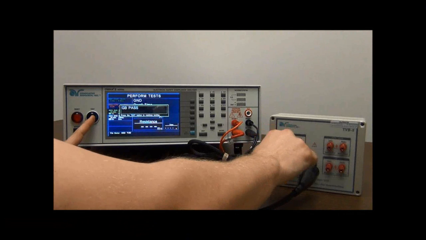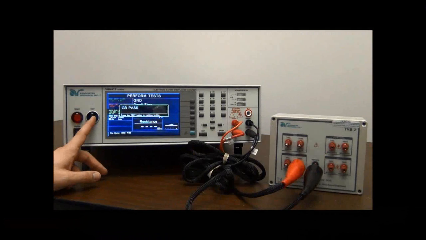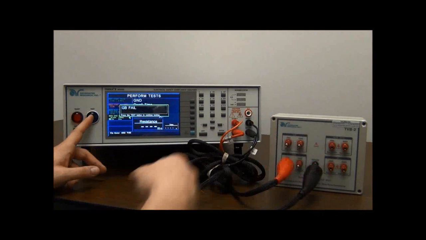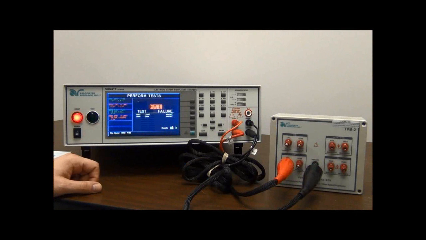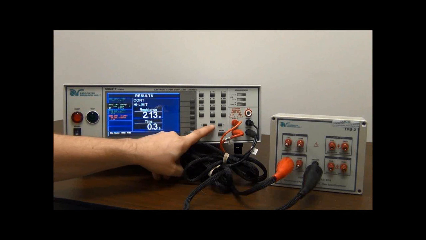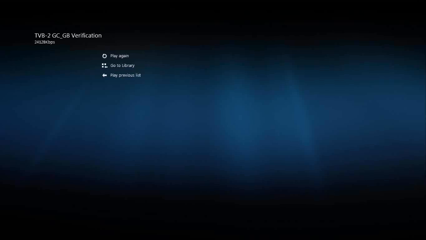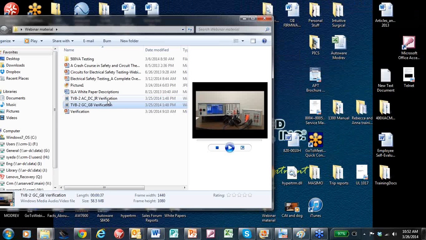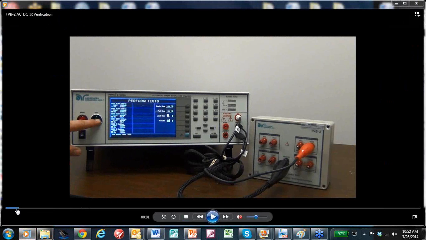Next, we're going to quickly move our cable from the ground continuity to the pass side of the ground bond, run a 30 amp test, and we get a pass. Next, we switch to the fail side of the ground bond test, and we get an instant failure. And then if you go back to look at the results, that's a continuity test pass, fail, ground bond pass, ground bond fail. So this is how the TVB toolbox can be used to verify your ground bond and ground continuity tester.